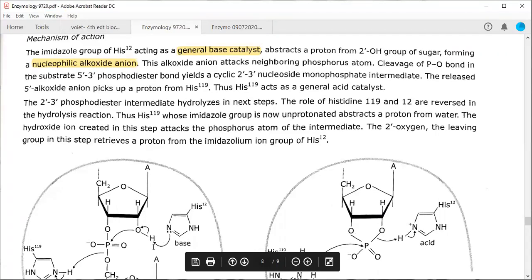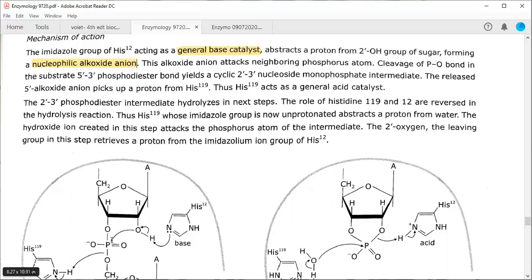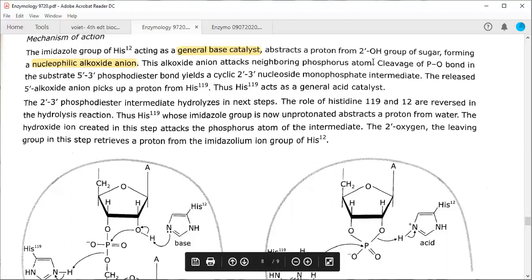Okay, because this proton is being abstracted by histidine 12, which is acting like a general base catalyst. Fine. This alkoxide anion attacks the neighboring phosphate on the 3' carbon of this same ribose sugar. So it will attack the positively charged phosphate, because the phosphate will have a positive charge, being surrounded by all the negatively charged or electronegative oxygen atoms. So they will attract the electrons from this bond, so that it will develop a positive charge, a delta positive charge. It is a small charge.